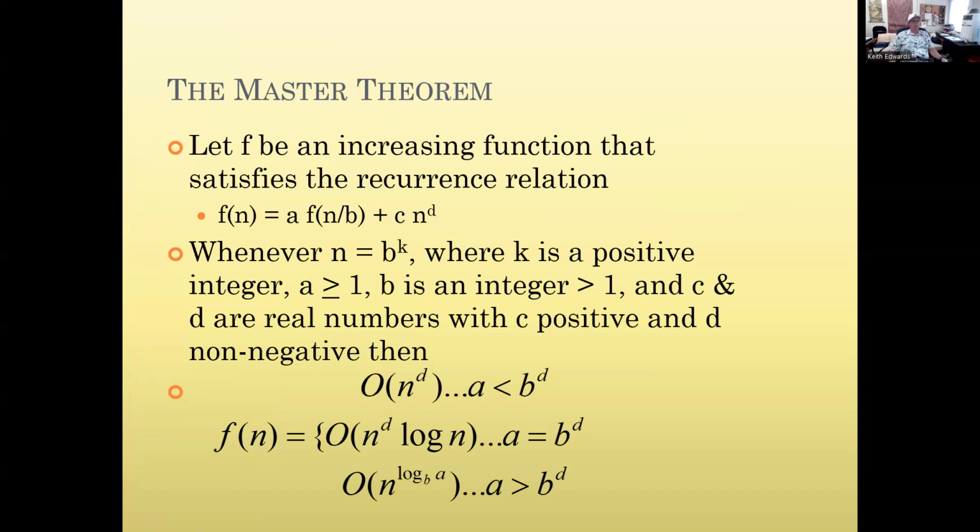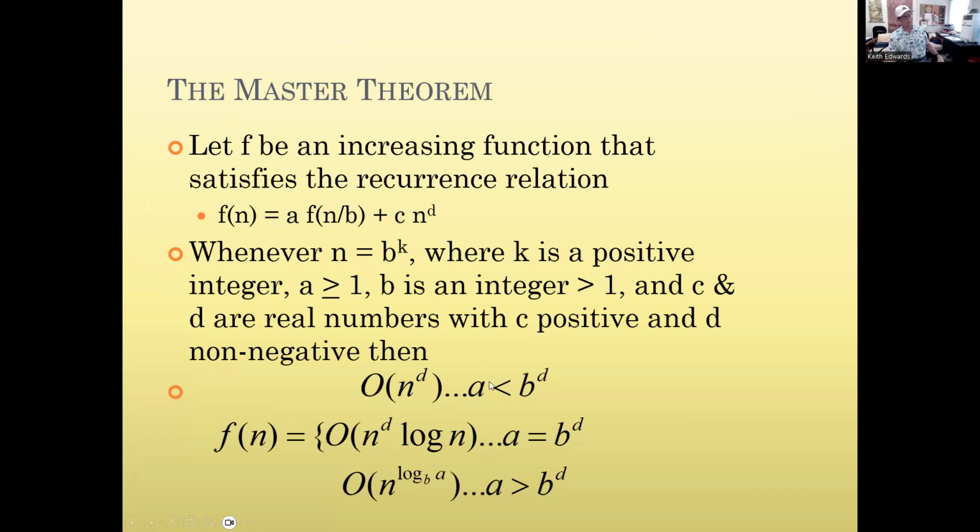So let f be an increasing function that satisfies the recurrence relation f of n equals a times f of n divided by b plus c times n raised to the d, where n is equal to b raised to the k, and k is a positive integer. A is greater than or equal to 1, and b is an integer greater than 1. C and d are real numbers with c positive and d non-negative, so d could actually be 0.